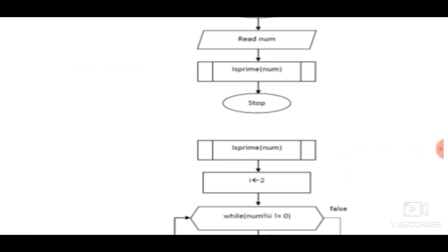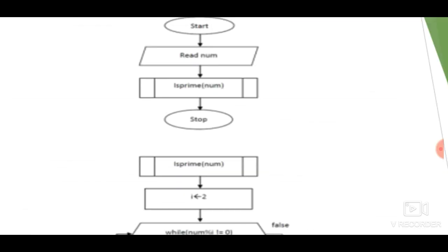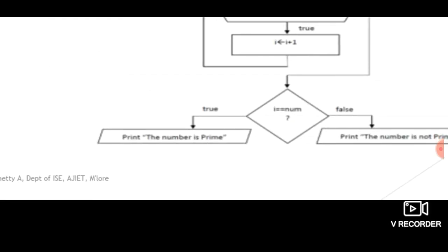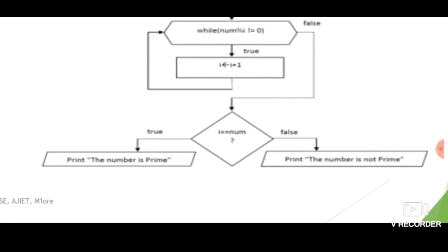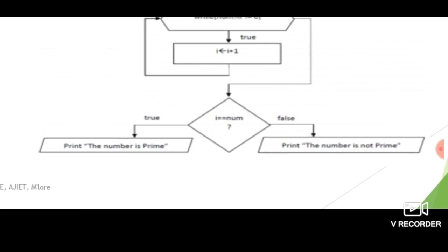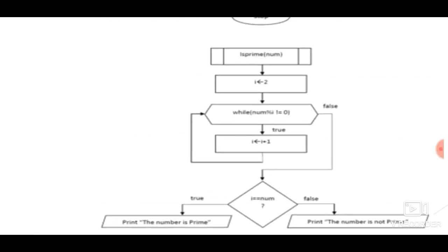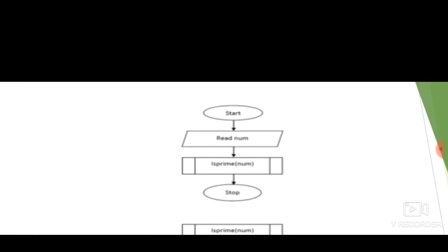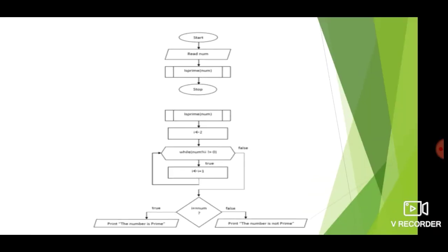If the condition is false, then the control will go to the else part. There we check if the I value is equal to num. If it is true, it means that the number is prime. Otherwise, it means that the number is not prime. Once the complete function gets executed, the control will come back and there is nothing more to execute. So the program will stop. So this is all about the prime number program.